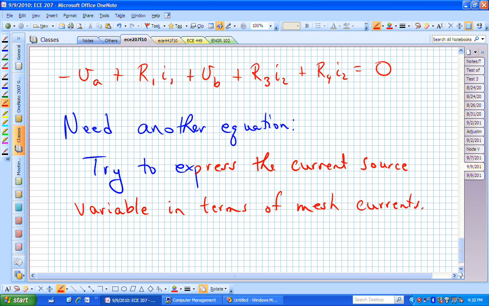Variable in terms of the mesh currents. Those are our unknowns. And we said that other equation was our current source, 5V sub 1. If we can remember, I sub 2 was going in the same direction as the current source, 5V sub 1. This is now I sub 2 minus I sub 1. And this is our second equation.